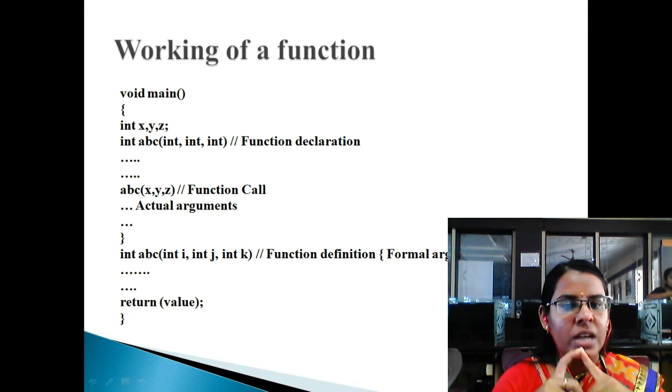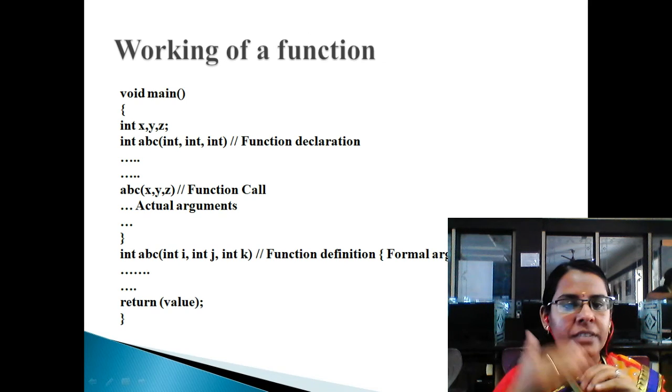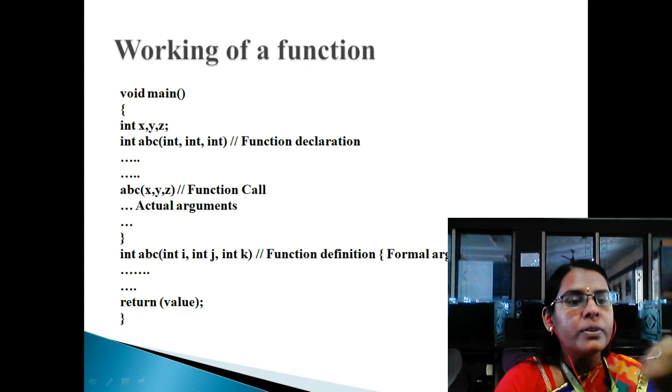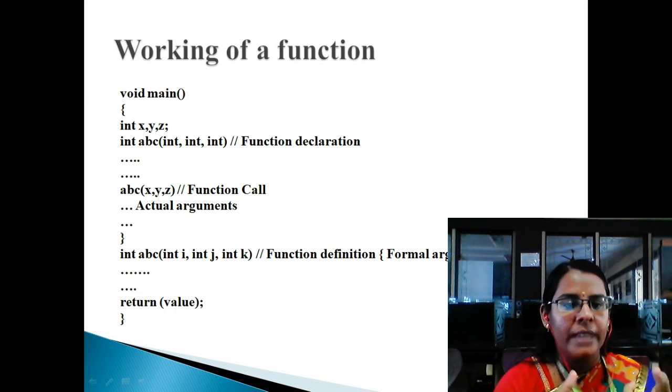In the function definition, I said it describes how we perform the function, that is, what function we have to perform there. Int a, b, c corresponds to int i, int j, int k; these are the formal arguments we are passing there. These are the operations to be done there, including the printf and scanf statements. Then again we return the value. This is the working of the function.